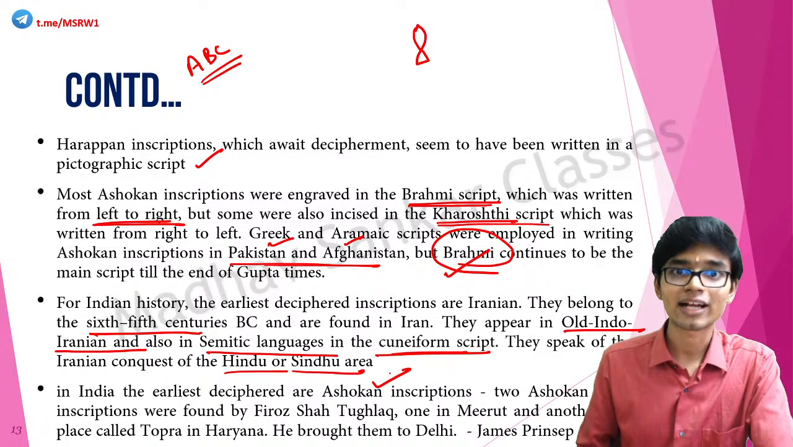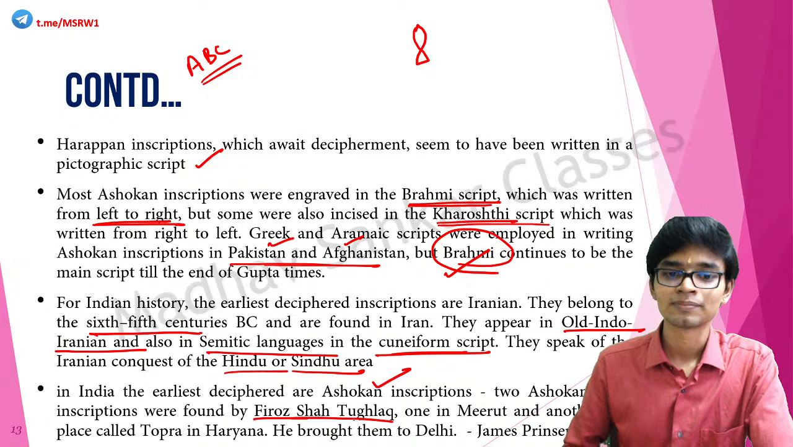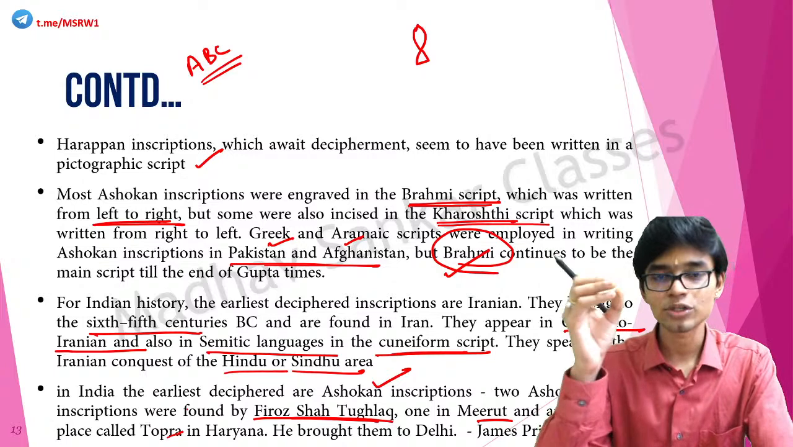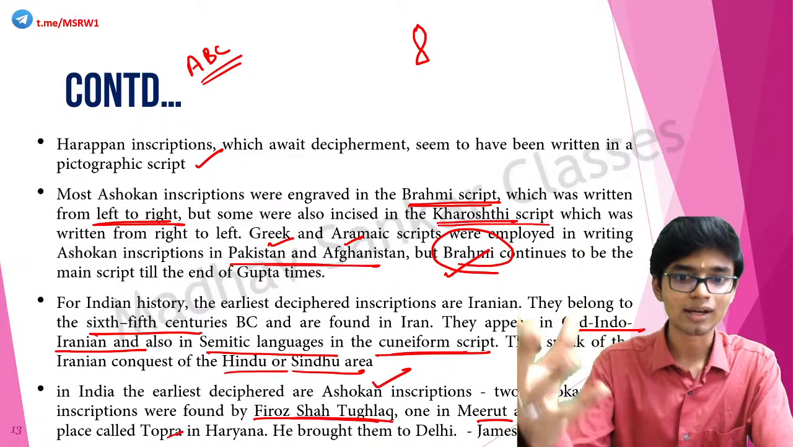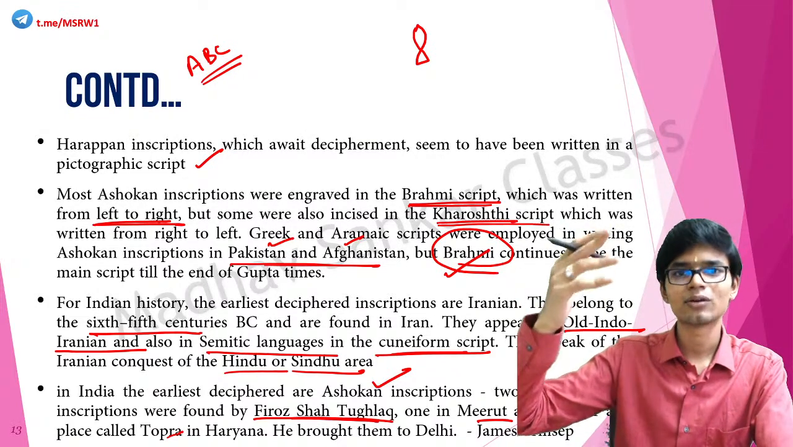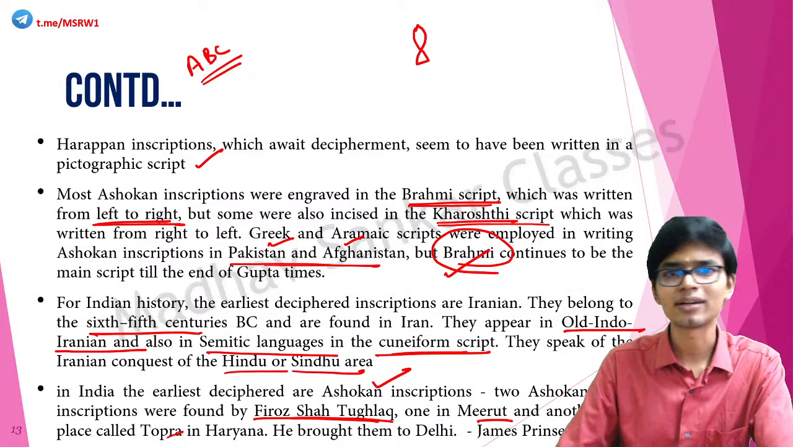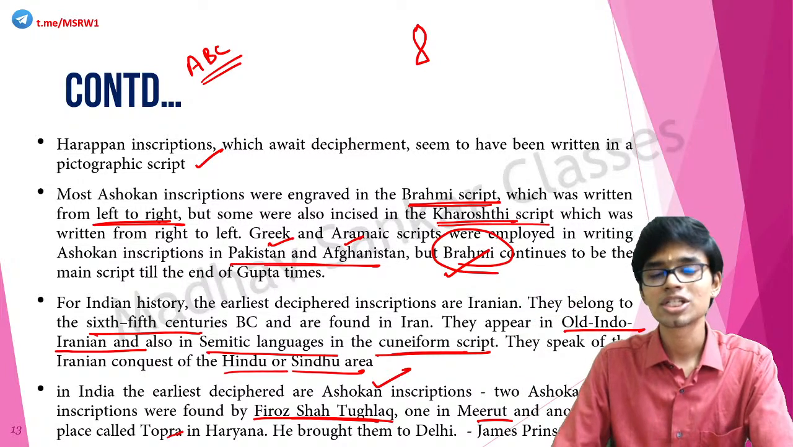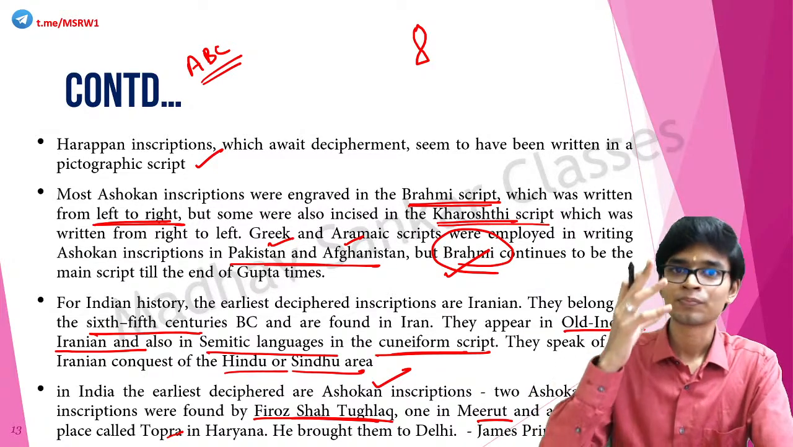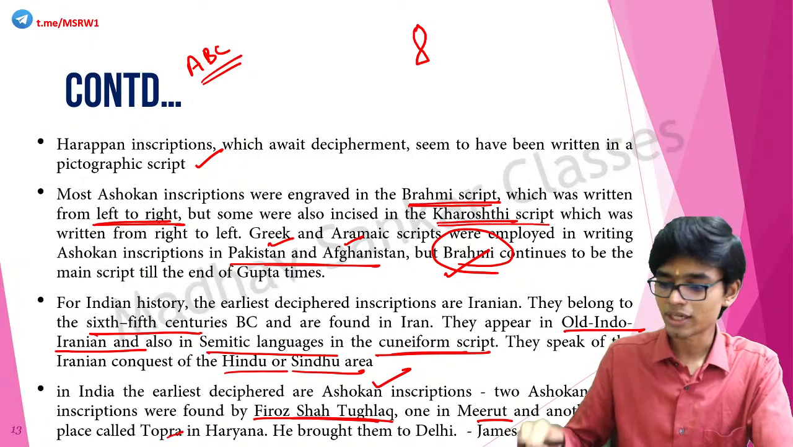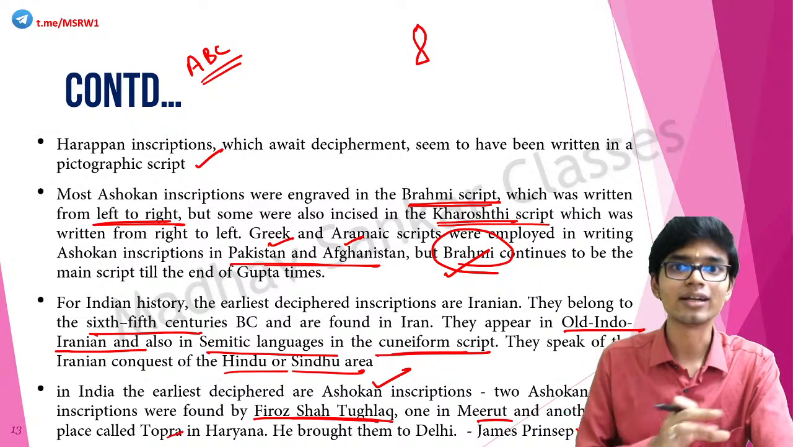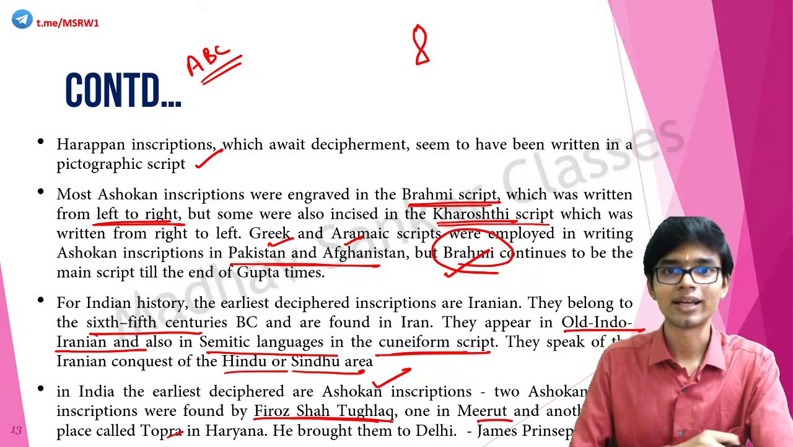Two of the Ashokan inscriptions were actually found during the time of Firoz Shah Tughlaq, one in Meerut and the other one in Topra in Haryana. It is Firoz Shah Tughlaq who took these two pillars to Delhi. Okay, and Firoz Shah Tughlaq asked his historians and his court to try to decipher it, but they couldn't do it. It was the British archaeologist and historian James Prinsep who finally managed to decipher the Ashokan inscriptions, and they remain the earliest deciphered inscriptions within India as far as ancient Indian history is concerned.